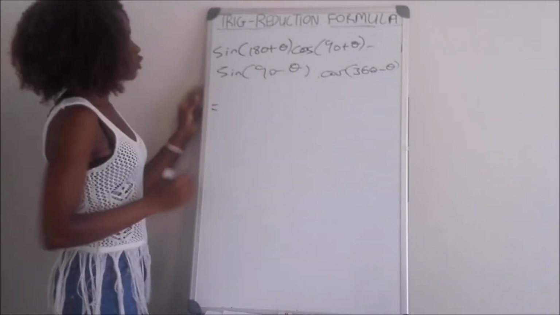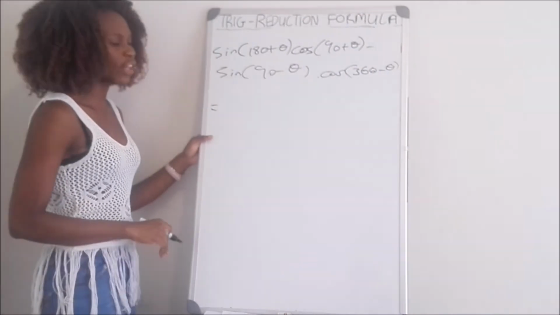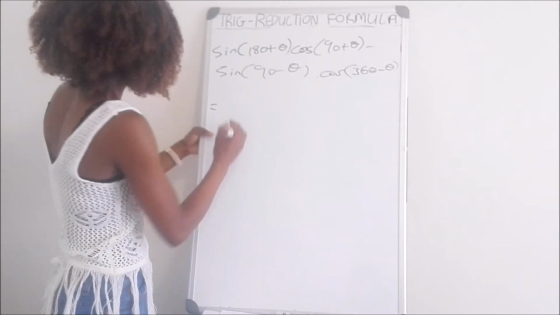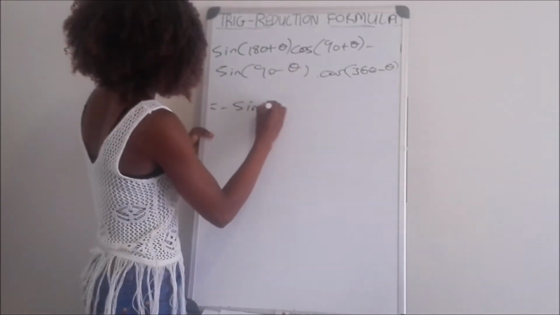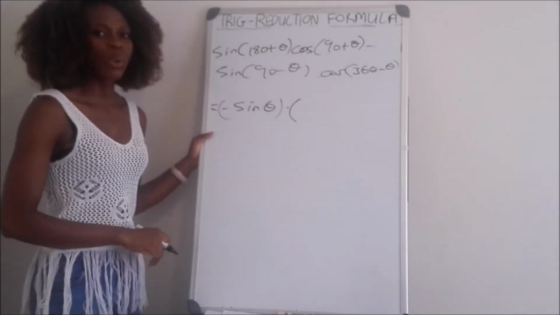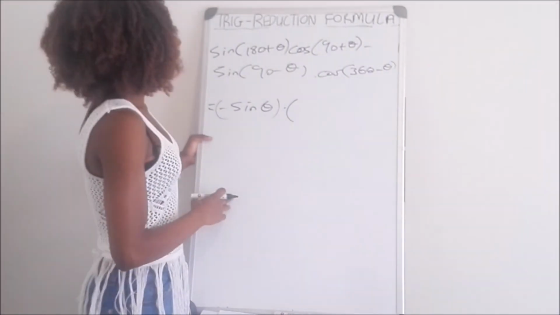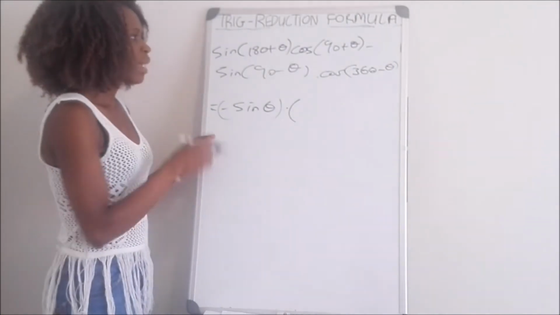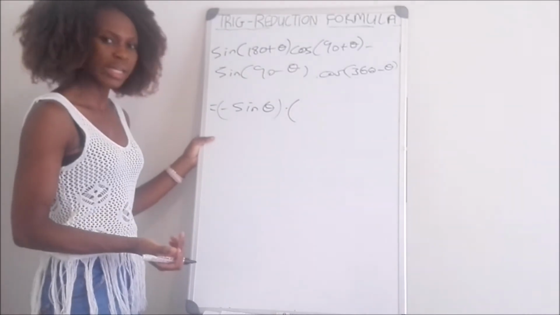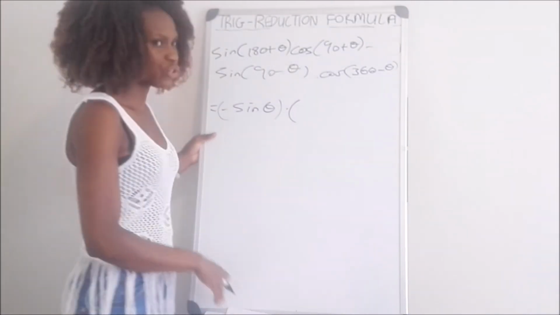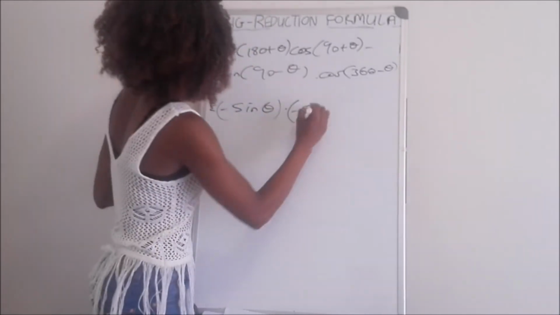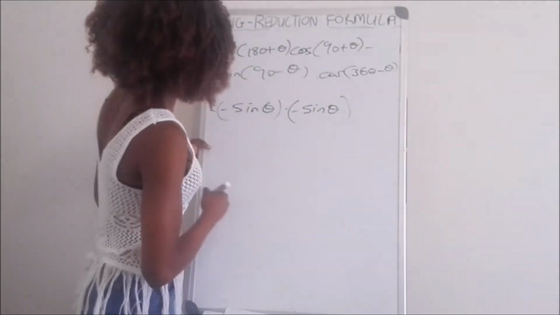Alright, this 180 plus theta is found in the third quadrant, of which tan is positive in that quadrant, but sine is negative. Then it will be negative sine theta, the first one. And then when we come to cos of 90 plus theta, we know that 90 is a cofunction. That means the answer has to change into sine. But then 90 plus theta is in the second quadrant, of which only sine is positive, but cos at that quadrant is negative. Then the answer will be negative. Instead of negative cos theta, it will be negative sine theta, because it's a cofunction.